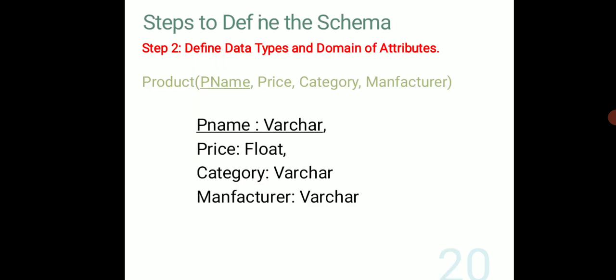Next, define the schema: define the data types and domains of attributes. Here the product name should be character, varchar. Price, if you want the price as a decimal value, you have to give float. Category is varchar. Manufacturer is also varchar data type.